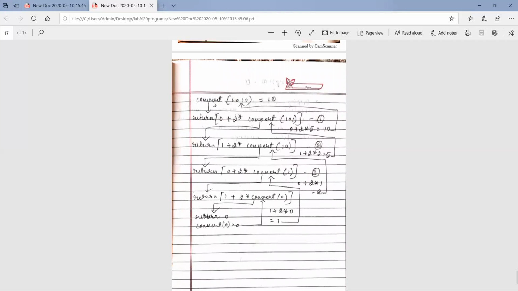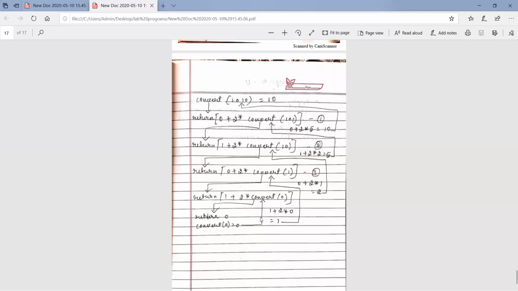First we are calling convert 1010. That convert function returns 0 plus 2 star convert 101. We call it as 1, and that convert 101 returns this statement, and this convert 10 will return this one, and this convert 1 returns this. Convert 0 finally returns 0, that means convert 0 becomes 0. That answer is returned back to convert 1.